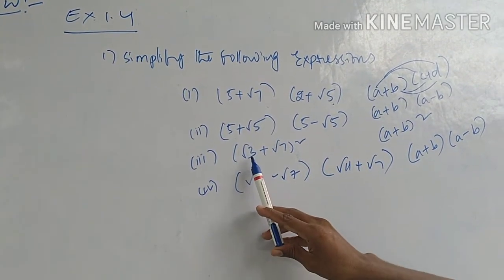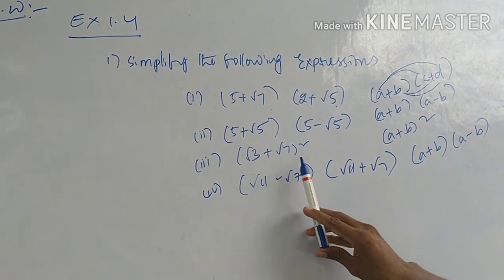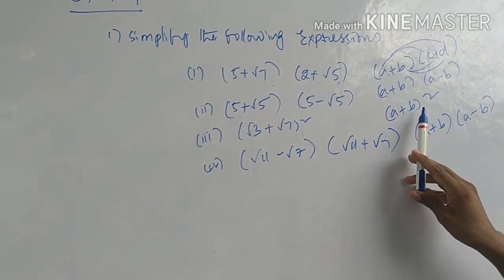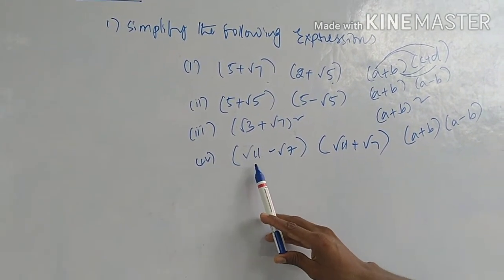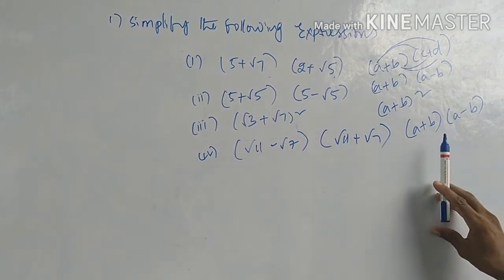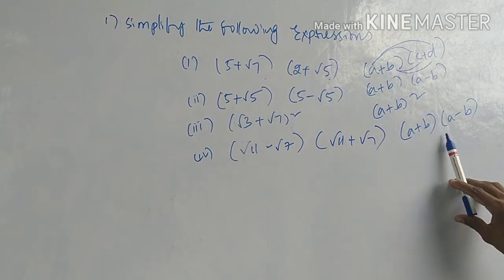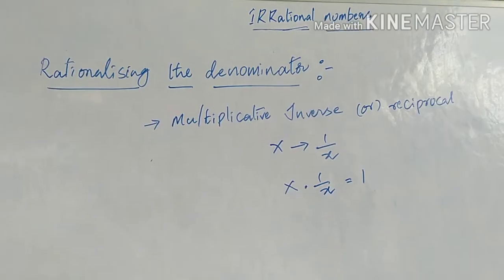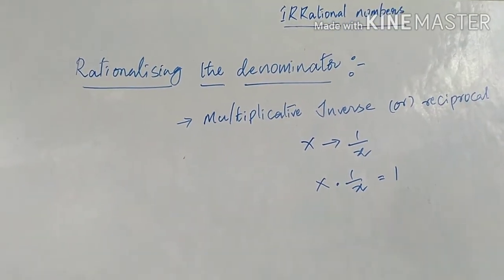In the third one, root 3 plus root 7 whole square, so a plus b whole square. Next, the fourth one, root 11 minus root 7 into root 11 plus root 7. It is in the form of a plus b into a minus b. Next our topic is rationalizing the denominator.